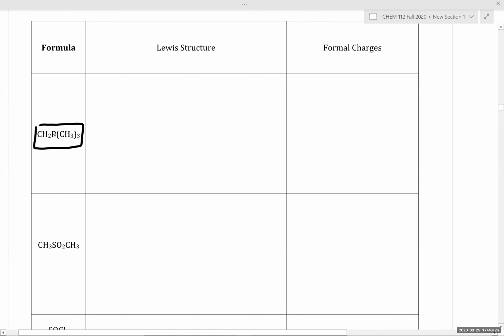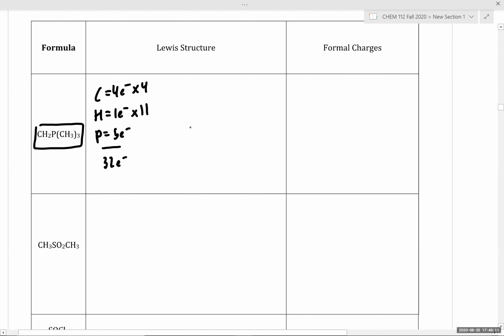In this case, we have CH2 with phosphorus, and then we have 3 CH3 groups bonded to that phosphorus. Again, if you read through the chemical formula for a compound, it will often provide you descriptive information on the connectivity of atoms and bonds in your chemical structure. So for now, carbon contributes 4 electrons, and we have 4 carbons. Hydrogen contributes 1 electron, and we have 11 hydrogens. And phosphorus contributes 5 electrons. So we have 16 plus 11 plus 5. That gives us 32 electrons to work with.